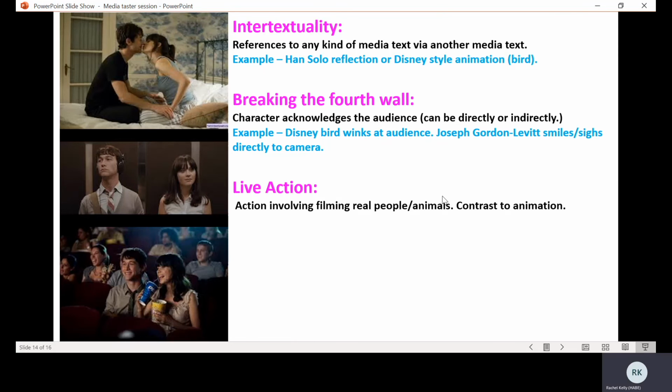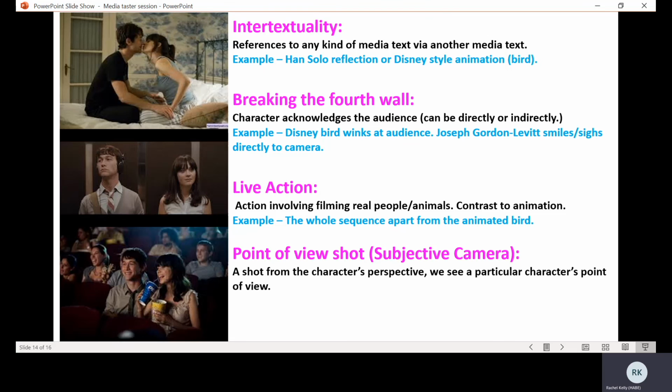Live action. Well, most of it was live action, wasn't it? Apart from the animated bird. And we saw point of view shot. A shot from the character's perspective. We see a particular character's point of view. And what did we see? Him walking down the street, and we saw the way he was looking, and we saw lots of men smiling at him.